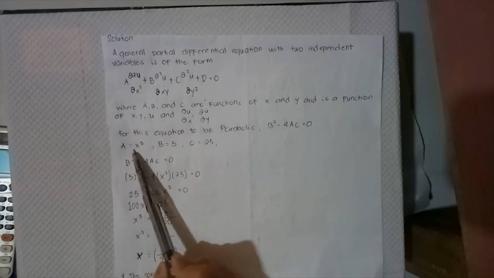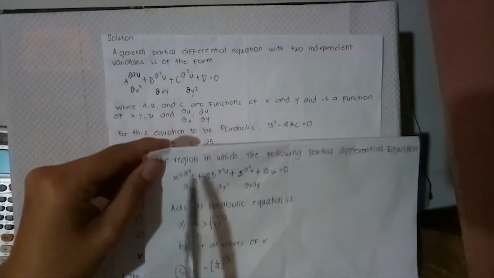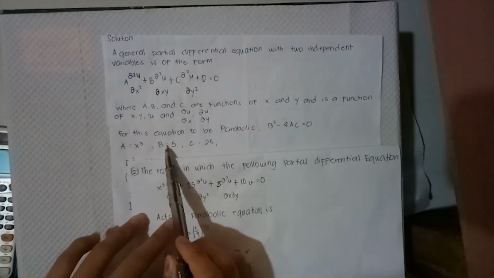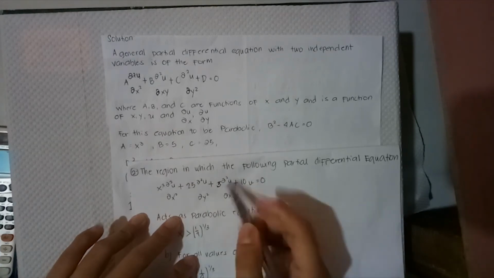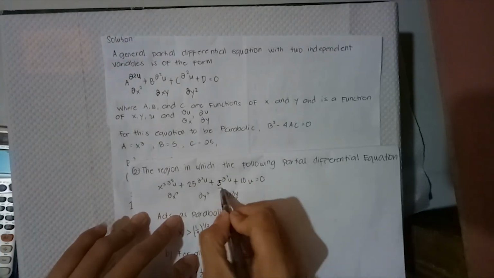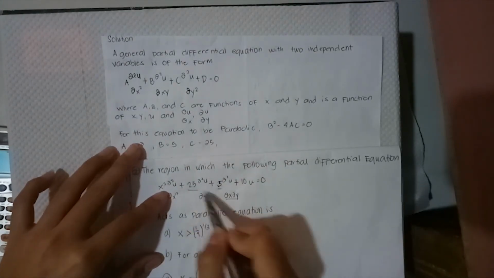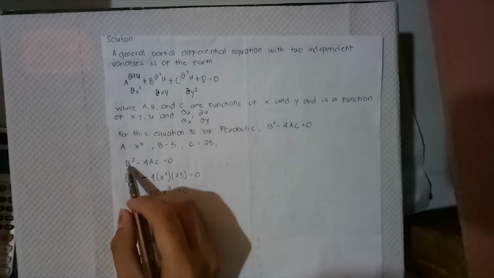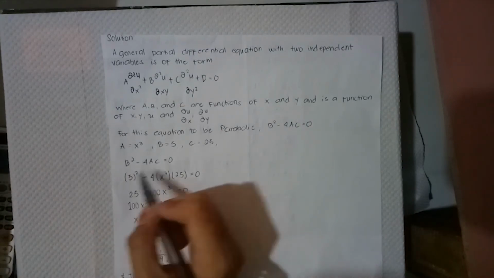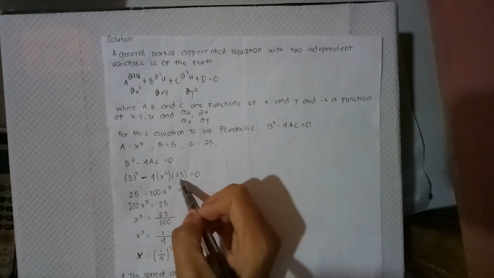So the value of our a is x cubed, and the value of our b is 5, and the value of our c is 25. So now let's input the values of a, b, c into our formula. So b squared is 5, a is x cubed, and c is 25.